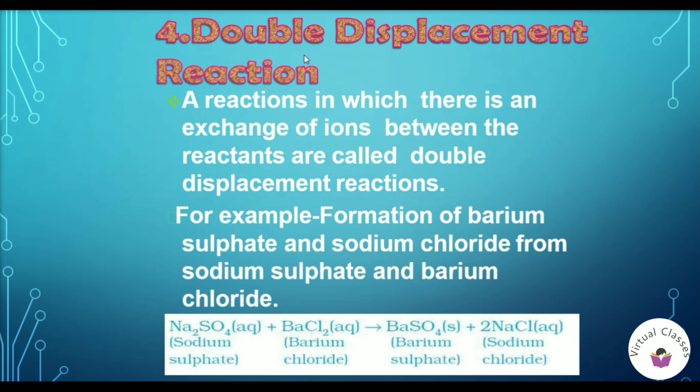Next we have double displacement reaction, a reaction in which there is an exchange of ions between the reactants are called double displacement reactions. For example, formation of barium sulfate and sodium chloride from sodium sulfate and barium chloride.